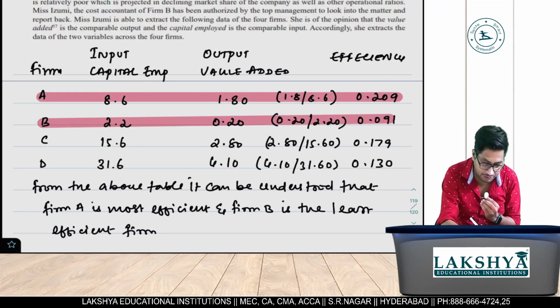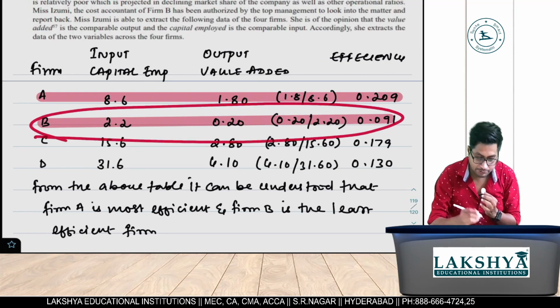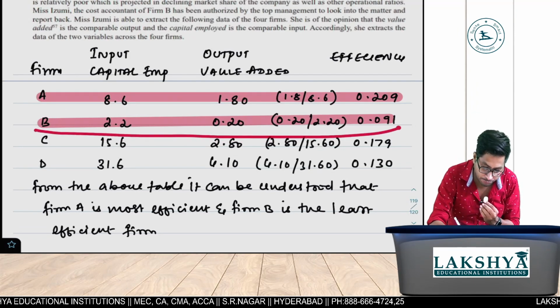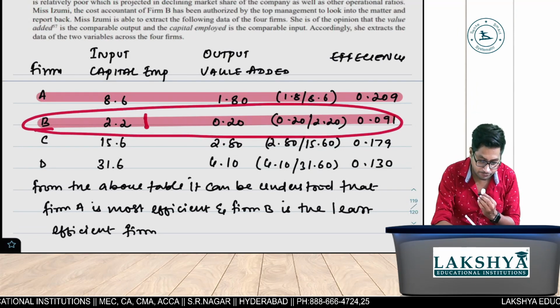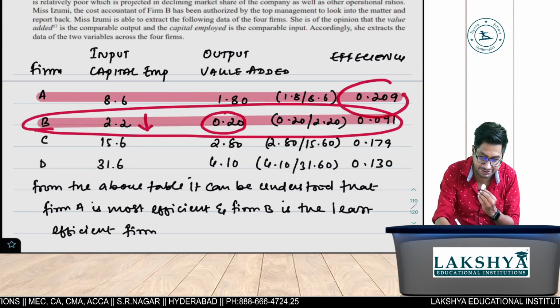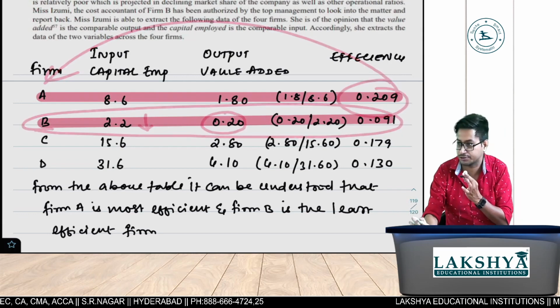Like let us say here we will do for firm B. Now Miss Izumi should tell management how many units of inputs firm B should reduce to get the same level of output and become as efficient as firm A. Understood?